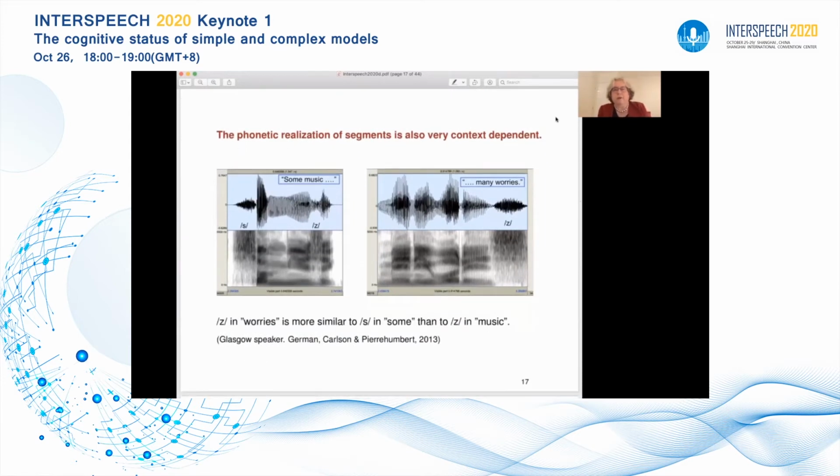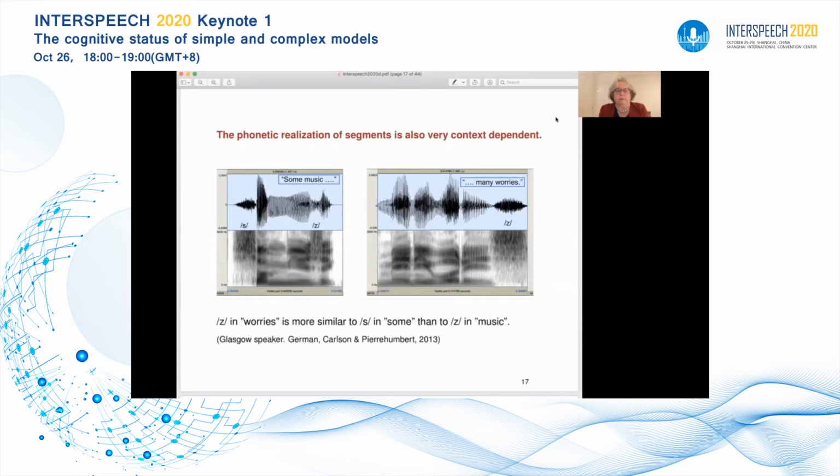Now, once people found these effects with the implementation of tone, I and a lot of other people also started looking for similar effects on the phonetic realization of segments. And there are some very big effects, more than had been anticipated. And that is illustrated here with just a couple of clips from a recording I made of a Glasgow speaker.